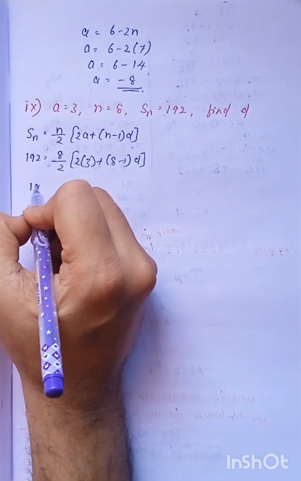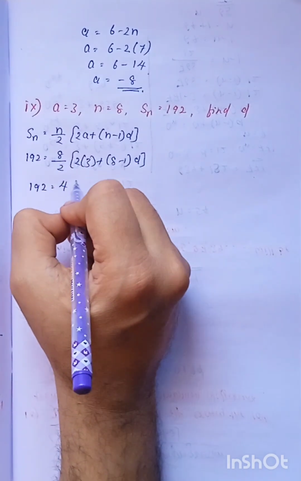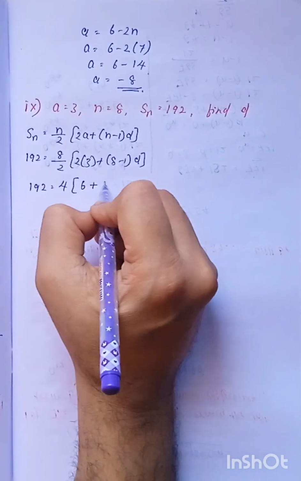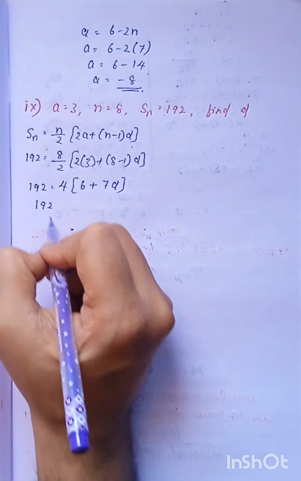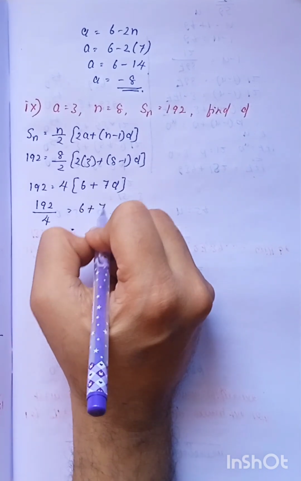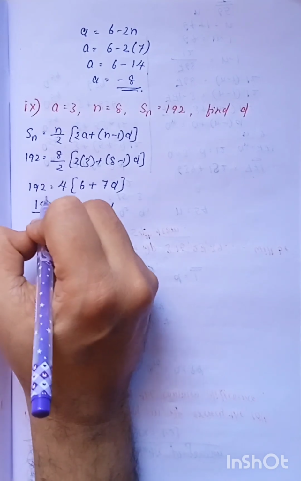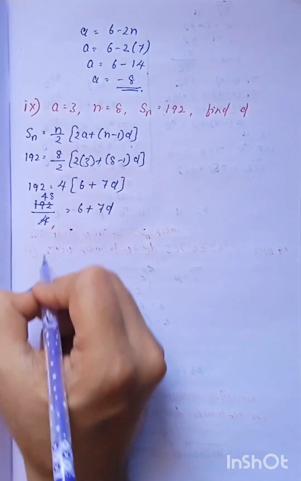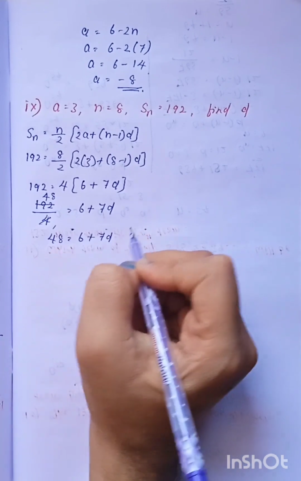Now 192 equals 2 ones, 2 fours are 8. Now 2 threes are 6 plus 8 minus 1, 7d. Next, 192 by 4 equals 6 plus 7d. If we divide this, 4 ones are 4, 4 fours are 16, 3 remains, 4 eights are 32. It means 48 equals 6 plus 7d.